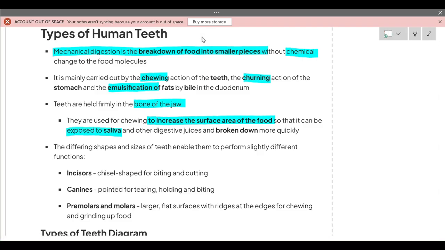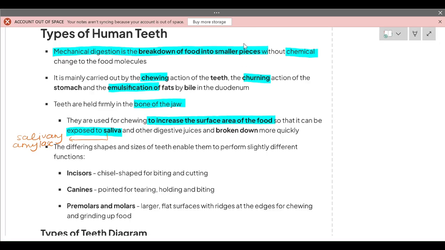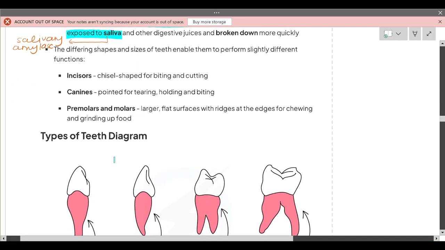And what is actually present in the saliva? In saliva, salivary amylase is present, which acts on starch and converts it into maltose, but it would not be able to work if the food is too large to act upon. So let's talk about the different types of teeth that are present.